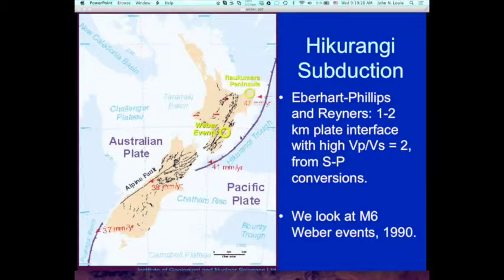Okay, so at the Hikurangi Trough, we have the Pacific Plate, which in this area has a 15-kilometer basaltic plateau on top of it, and that's why the depth is not too great there.